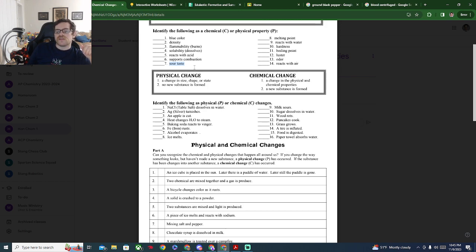A tire is inflated. All you're doing here is putting air inside the tire. That is a physical change. Paper towel absorbing water. A physical change. It's just sucking up the water and holding it inside. You can think of it like the water is dissolving in the paper towel if you want.